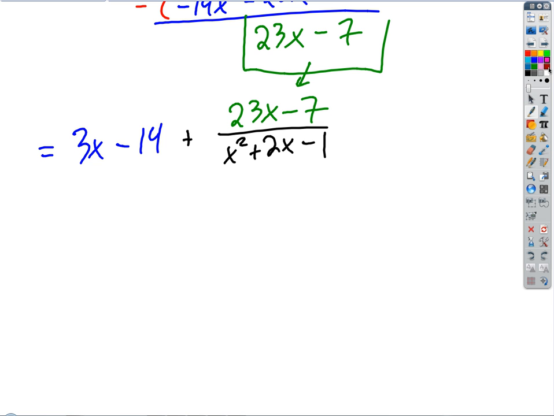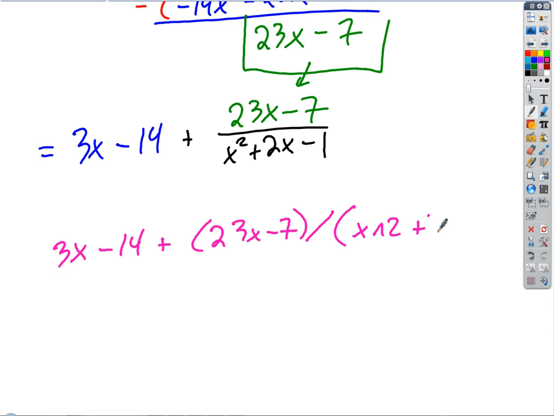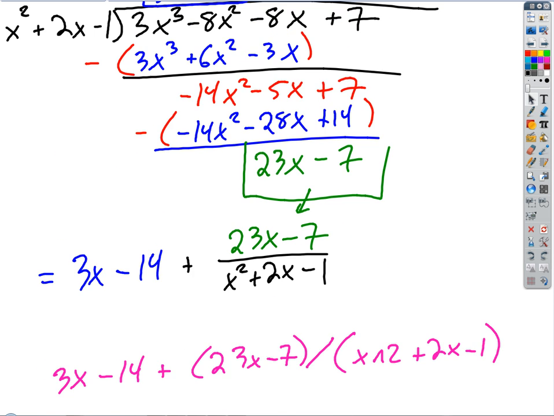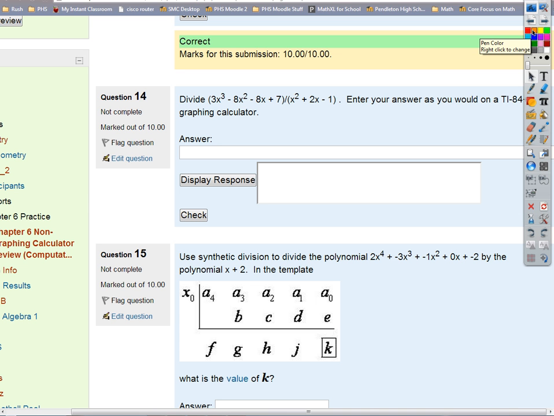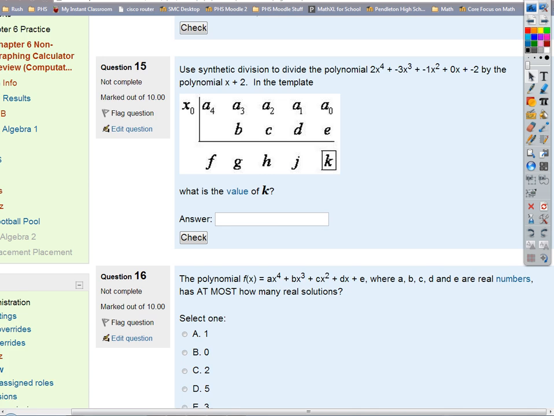Okay, so in Moodle, I'm going to put in 3x minus 14 plus, good, the quantity 23x minus 7 divided by the quantity x squared plus 2x minus 1. And remember, what I always want to do on these is hit the display response and just see if it pops up right. Then you'll see the math view here, and it should look just like what you have on paper. Okay? We good? All right.